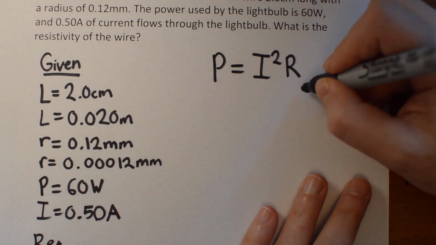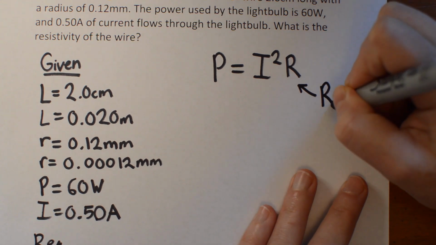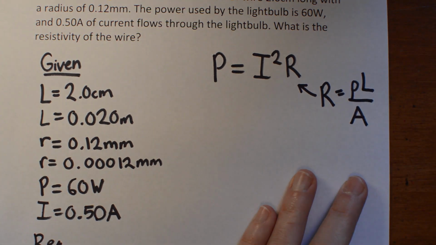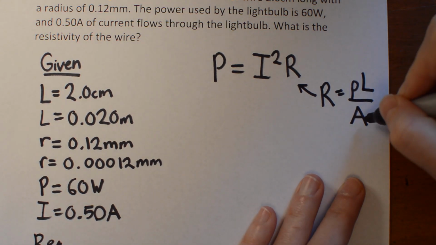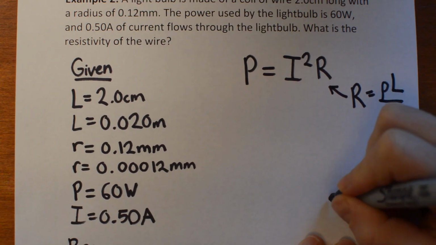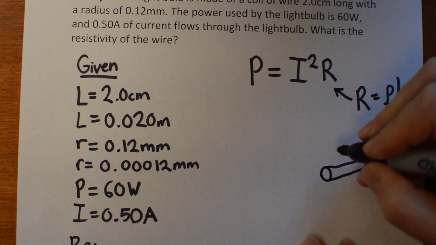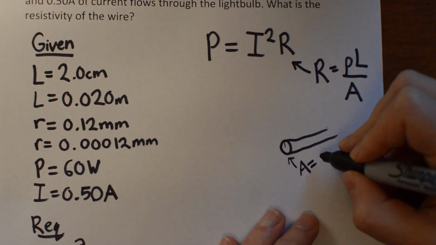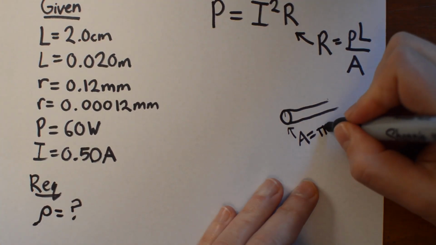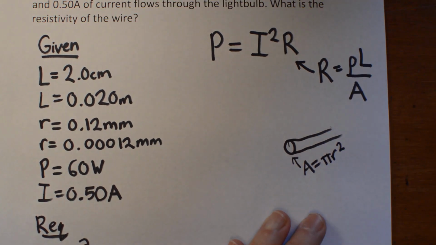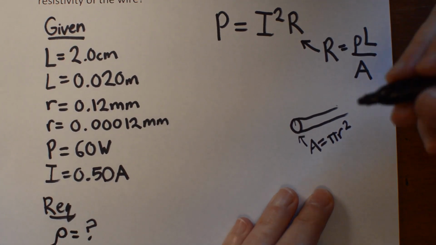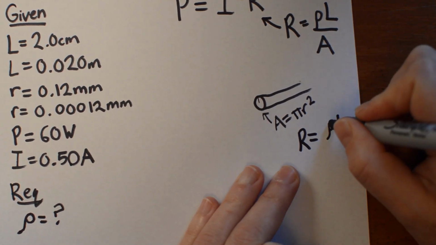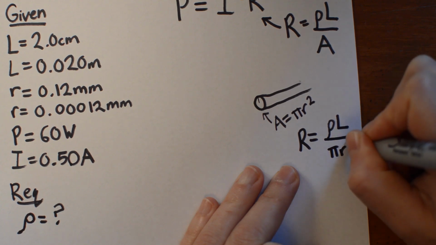So maybe I'll plug in the equation for resistance of a wire, which is the resistivity multiplied by the length divided by the cross-sectional area. We also know an equation for the area. If a wire looks kind of like this, it's just a cylinder, so the cross-sectional area is a circle. So that area is just going to be pi little r squared. Little r stands for radius, capital R stands for resistance. So my equation for resistance becomes rho L, resistivity times length, divided by pi r squared.